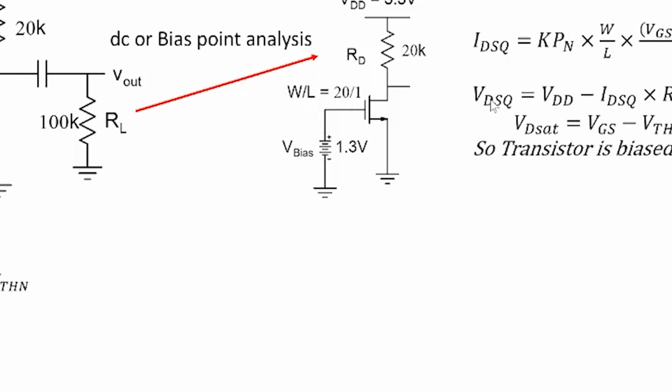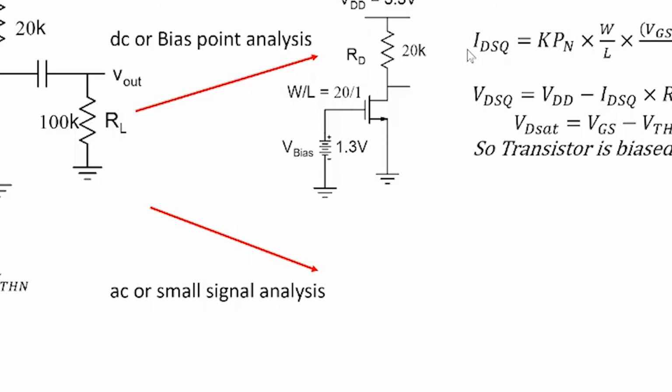We calculate VDSQ, so we are now calling it DC current. Also, we are adding a Q here to denote that it is the bias point, or the quiescent point. VDSQ is VDD minus ID times R_D, which is 1.5. VDSat is 0.3, so 1.5 is greater than 0.3, so the transistor is biased in the saturation region. So we know IDSQ and we know VDSQ here.